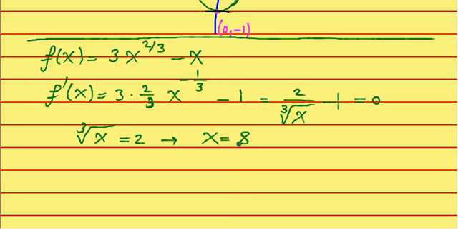That is one type of a critical point. This is a point at which the derivative is 0. Derivative at 8 is 0. Is there any point at which the derivative does not exist? If you look at this, you see that obviously at x equal to 0, f prime does not exist.